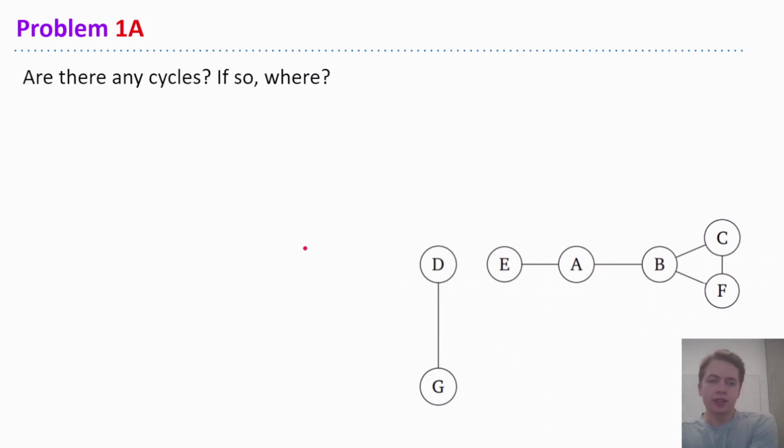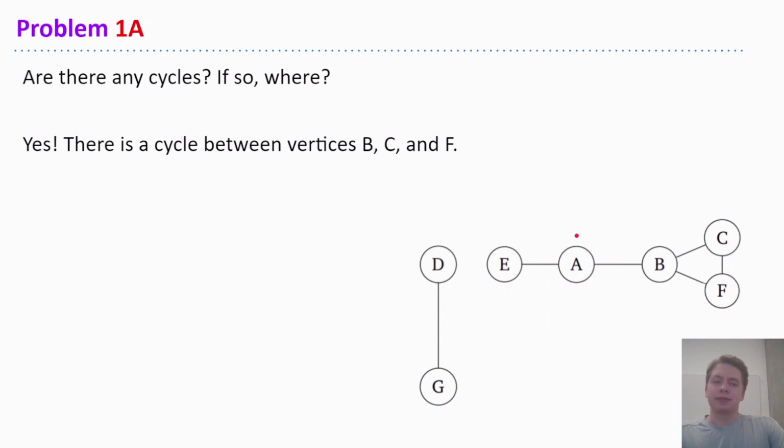Are there any cycles? And if so, where? Well, we don't see any immediate cycles in this left portion of the graph. But right here, we see a 3 cycle, where you can start at any one of these vertices, so B, C, or F, and arrive back at itself by following these 3 edges. So there is a cycle between B, C, and F.